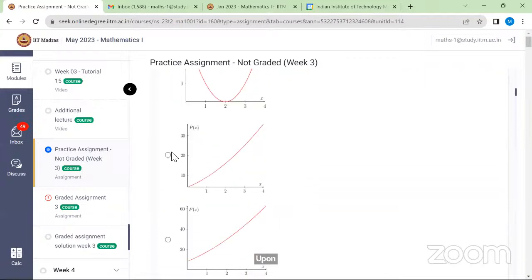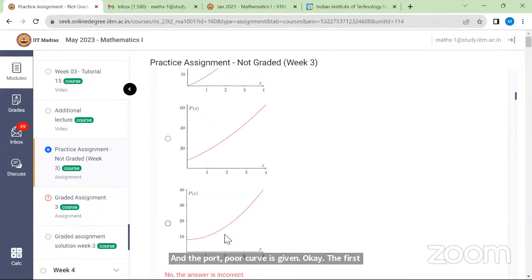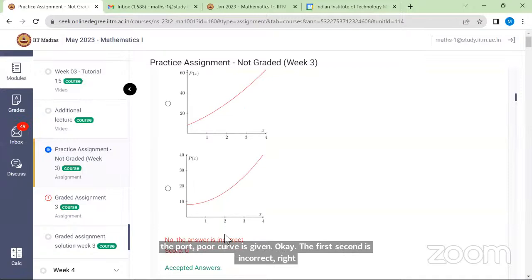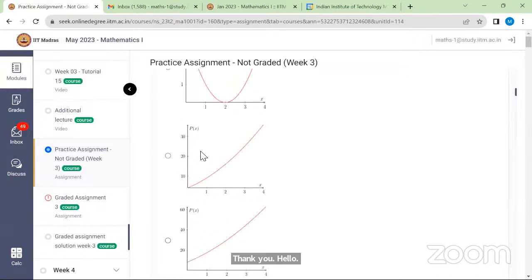The second is incorrect, right? Yes, sir. Third also is correct. Fourth also is incorrect, sir. Option third or fourth? Fourth is correct. The first can also be correct, no, sir? No.